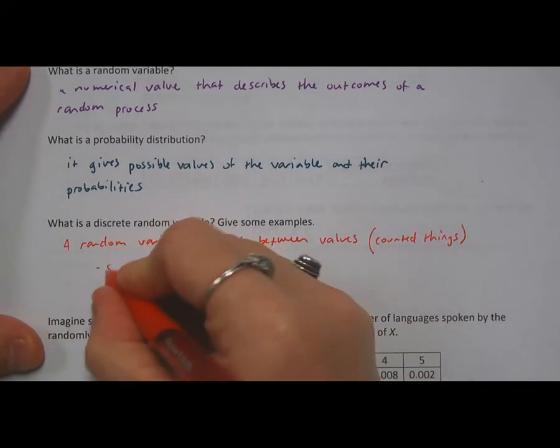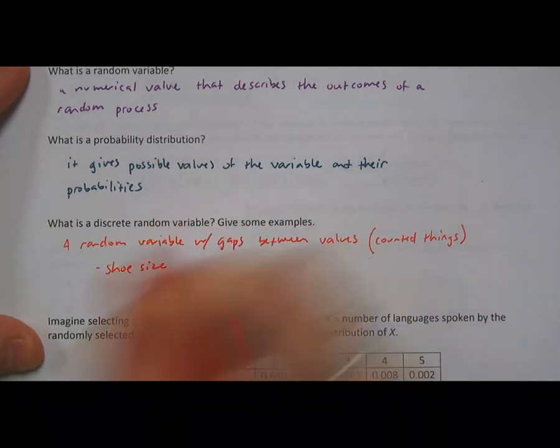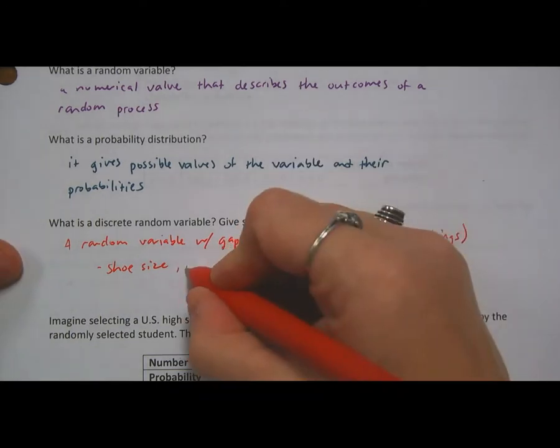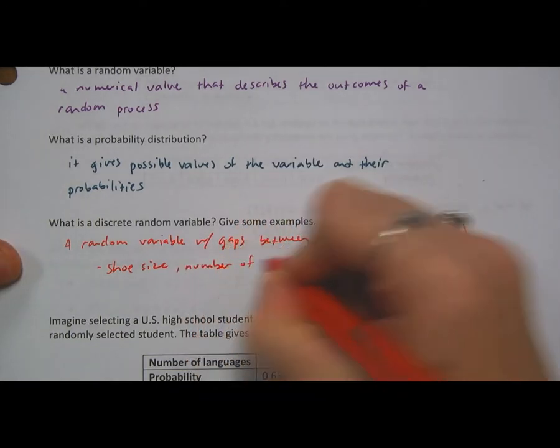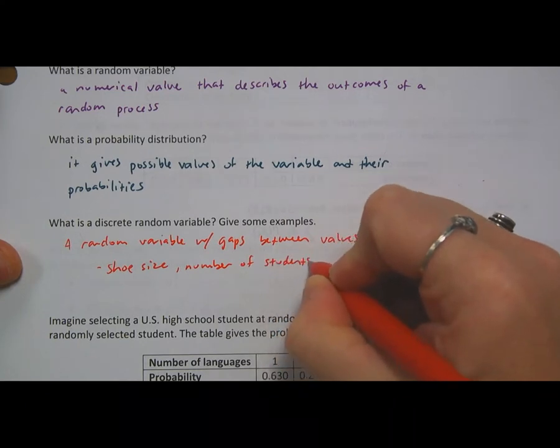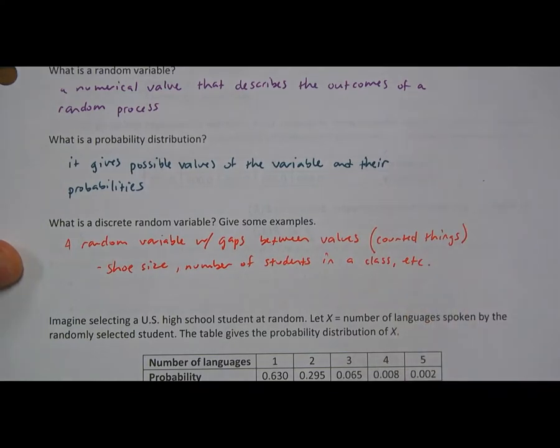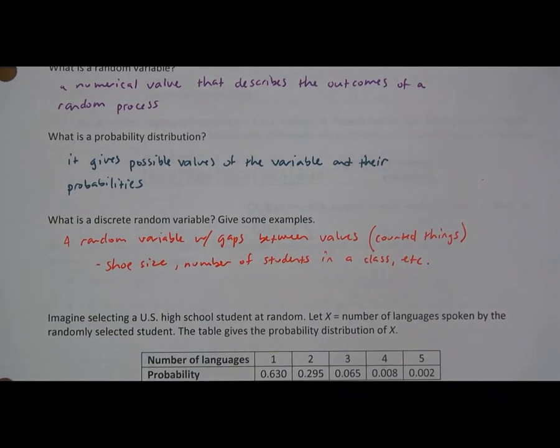Be like shoe size. Now shoe size, you might be thinking, well, there are half sizes. Yes, you can have a shoe size 5.5, 6, 6.5, 7, but that's still discrete because there aren't any in between those. Shoe size, number of students in a class, etc. Usually things that are counted. There are gaps between the values. That's discrete.